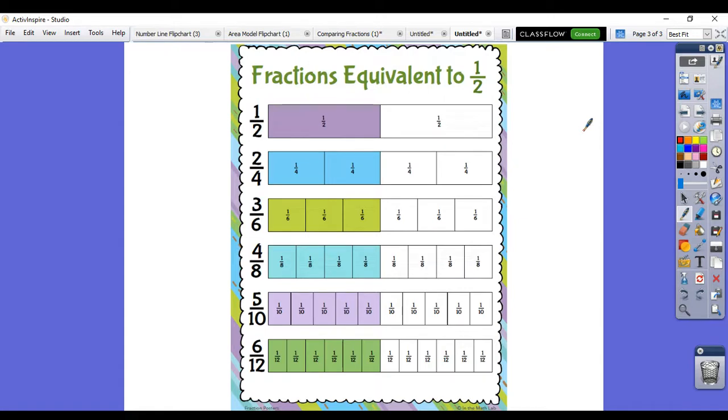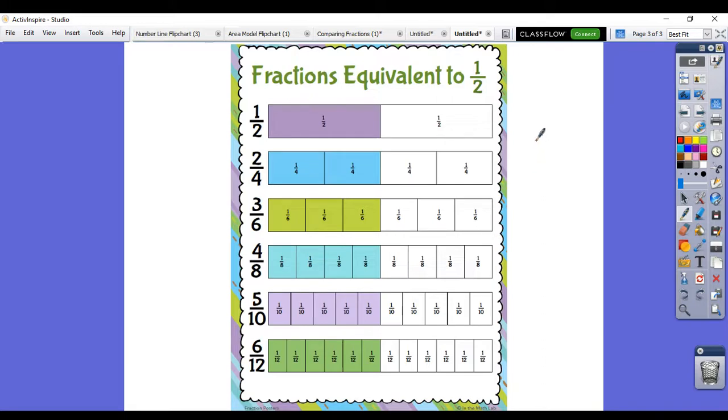Here are some fractions that are equivalent to 1/2, and you can see that they all are the exact same size. Do you notice something? Take a moment, and you can pause the video if you want to, and just see if you notice a little pattern here. Do you notice that 1 is half of 2, and 2 is half of 4, 3 is half of 6, 4 is half of 8, 5 is half of 10, 6 is half of 12. So any fraction that's equivalent to 1/2, the numerator is going to be half of the denominator.